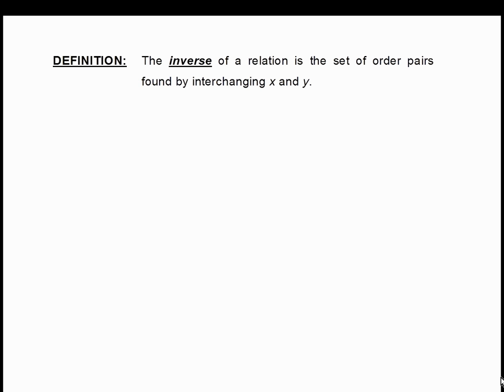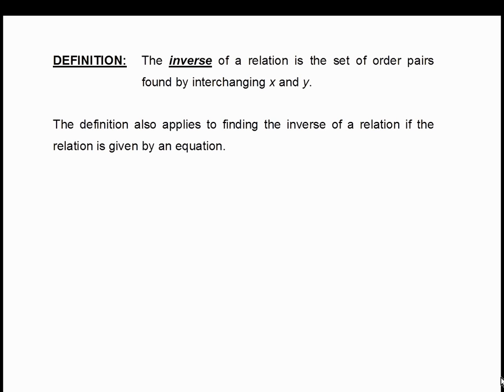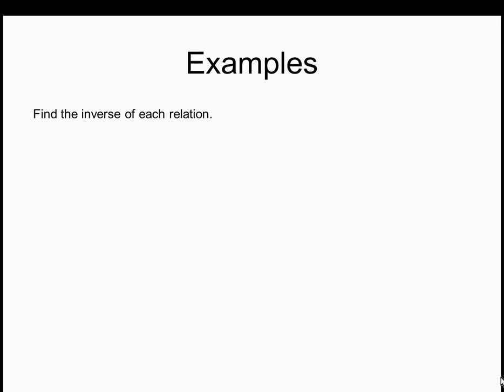Definition. The inverse of a relation is a set of ordered pairs found by interchanging x and y. That's all you do. To get the inverse relation, just switch the ordered pair x and y. Make x become y and y become x. The definition also applies to finding the inverse of a relation if the relation is given by an equation. So to find the inverse of a relation, we have an equation. Again, just switch x and y. That's all there is to it. It's not a trick.